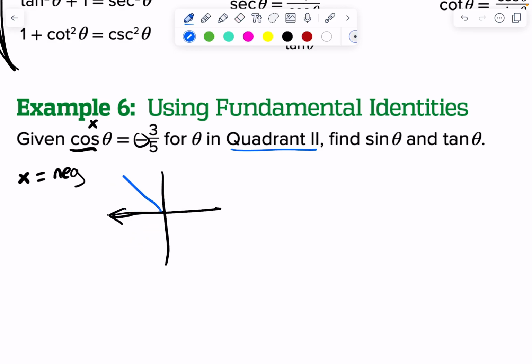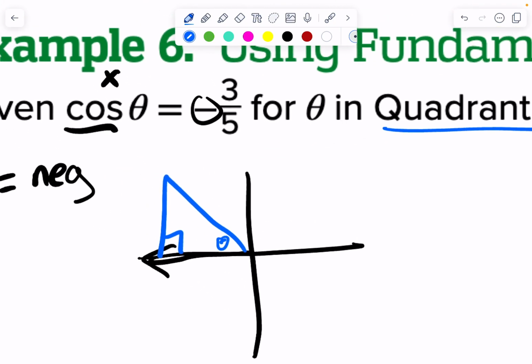So we're in quadrant 2. We're going to draw a little triangle, and my angle theta lives here. And they want us to find sine and tangent, and that's it, okay? Cosine is adjacent over hypotenuse, okay? So the adjacent side is 3, and the hypotenuse is 5. Now, 3 has to be the one that's negative, so I'm going to put a negative here. And then we have to find this guy, okay?